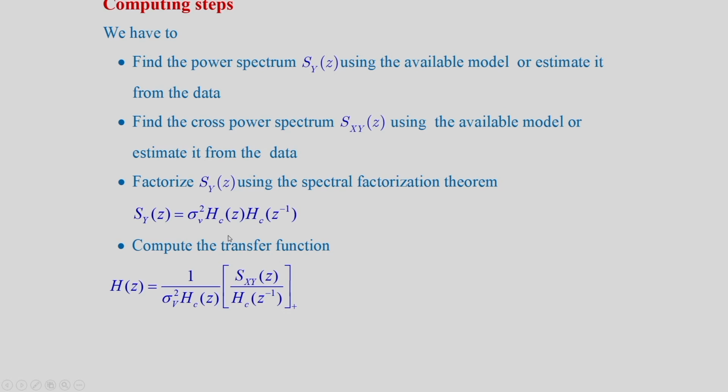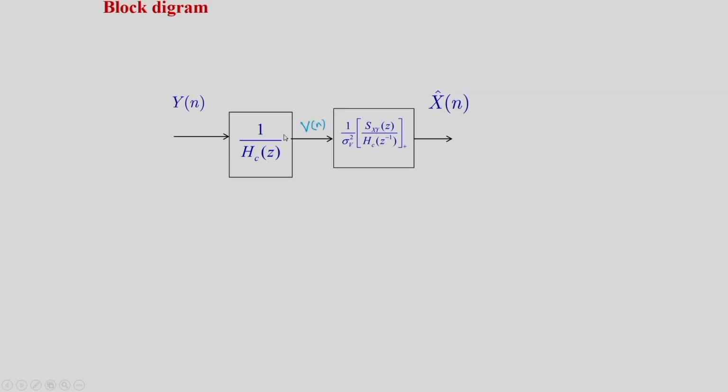If these things are available, then the transfer function of the IIR Wiener filter is given by H(z), that is equal to 1 by sigma v square into Hc(z) into the positive part of Sxy(z) divided by Hc(z inverse). So, Hc(z inverse) we get here, Hc(z) also we get here, sigma v square also we will get here, and Sxy(z) we estimate or find from the model here.